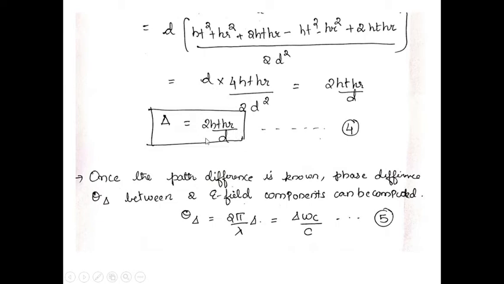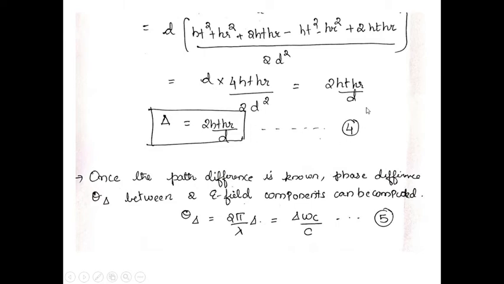Now once the path difference, that is delta, is known, we can find out the phase difference, that is 2 pi by lambda delta. We know the relation between the phase difference and the path difference. So once delta is known, what is the phase difference theta delta? That is 2 pi by lambda delta. Now this can also be written as delta omega c by c. We are just modifying this equation by replacing lambda is equal to c by f. So in the numerator 2 pi f is omega c, so we can write it as delta omega c by c also.